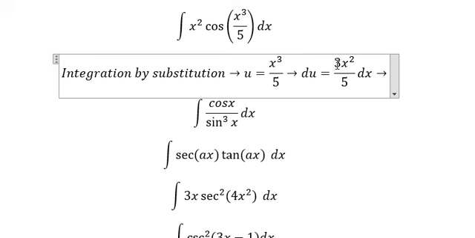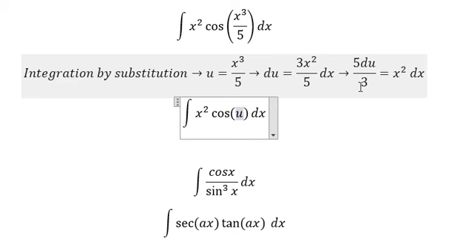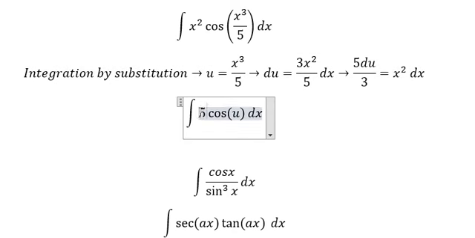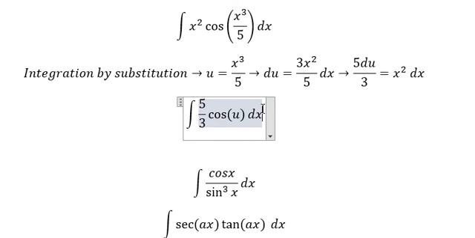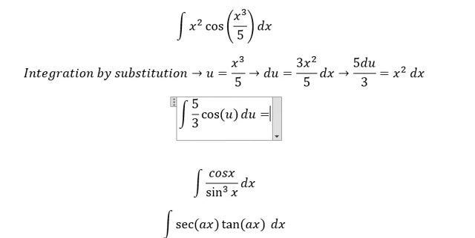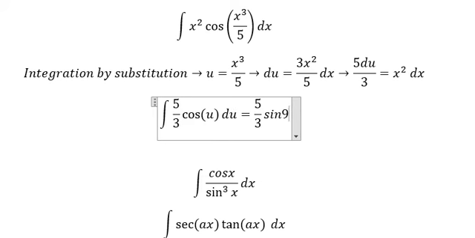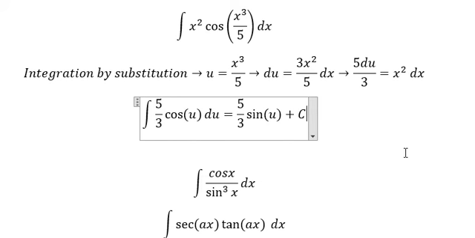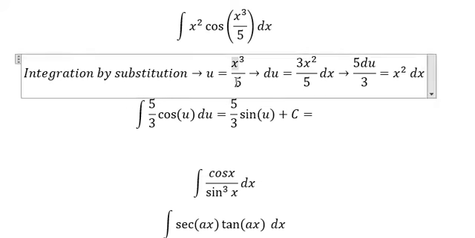So this one we change for u. s squared ds we change for 5 du over 3. The integration of cosine u, you got sine of u. And we put c. About u, that's about this one.